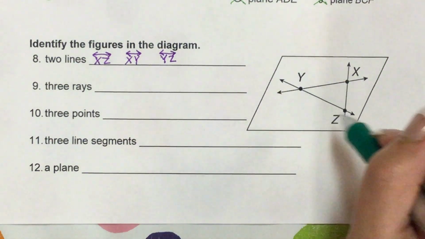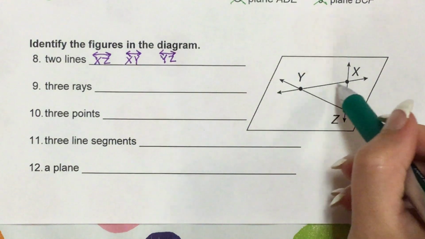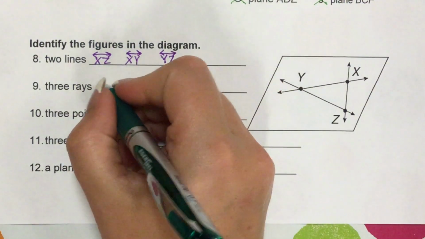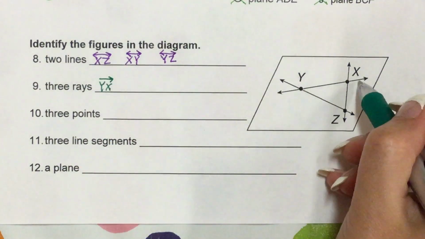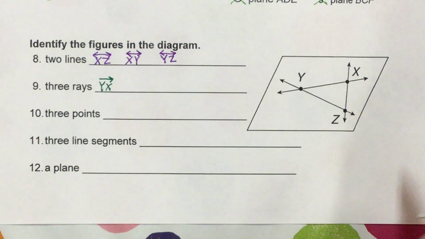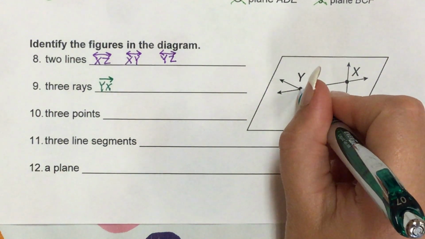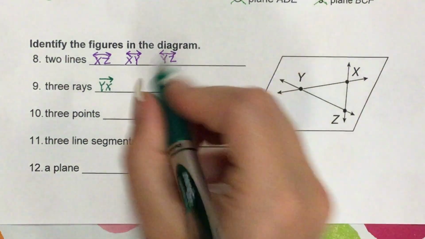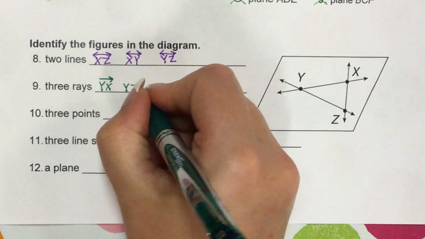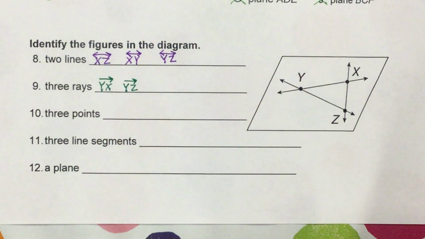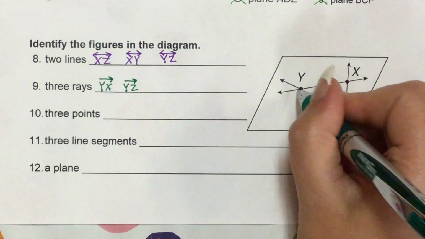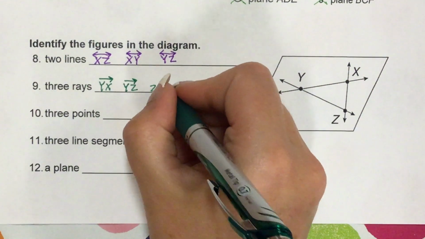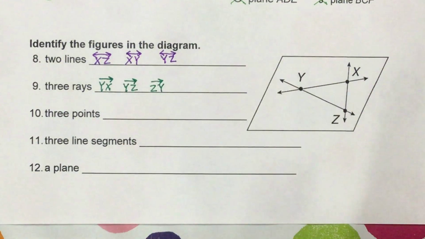1 ray we could have is if Y was the endpoint and we went in the direction of X. So we would say YX with the endpoint on Y. Okay, that would be 1 ray. Or we could have the endpoint on Y again and go in the direction of Z. So that would be YZ. That would be a different ray. A different ray would be to have Z as the endpoint and go ZY, with Z being the endpoint.